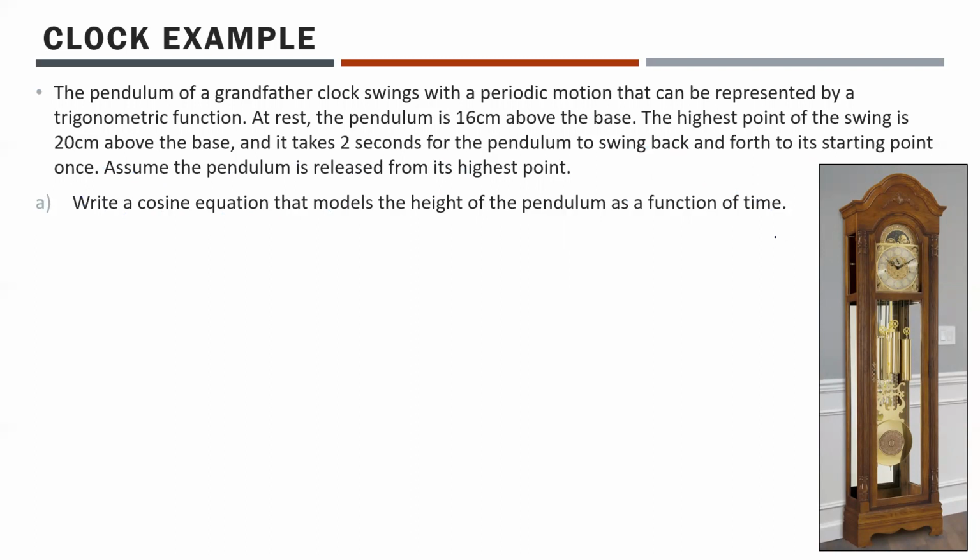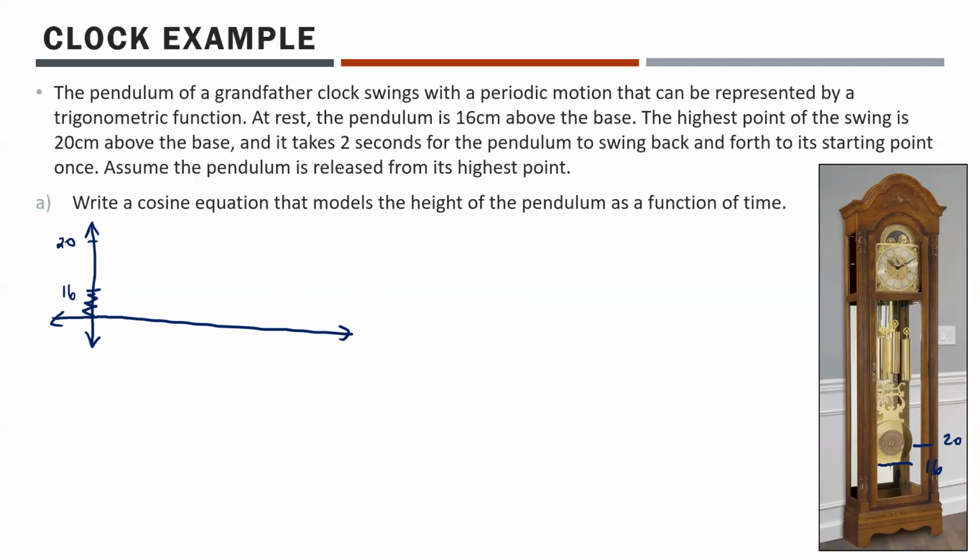I'm a very visual person, so I like drawing a very simple picture right off the bat. I know I didn't provide a grid on this one, but that's because you don't have to. You're going to hopefully get the idea here. We know at rest it's 16 centimeters above the base, and at the most it's 20 centimeters above the base. So the maximum height is going to be 20, the minimum height is going to be 16. If we keep that in mind, we'll just scale this up. We're going to say this is 16 and this is 20.